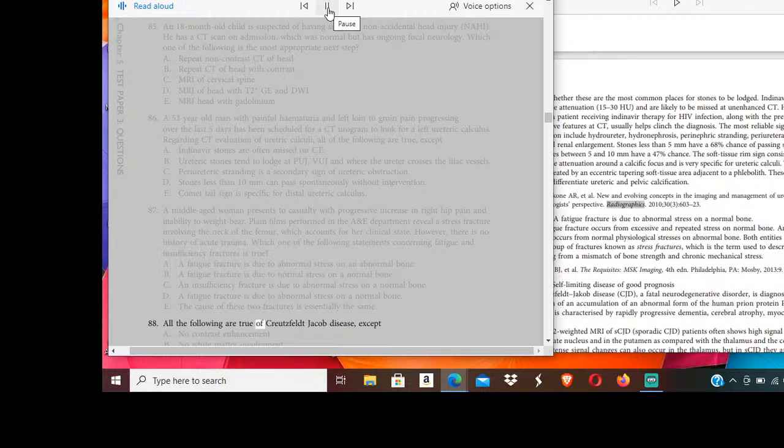88. All the following are true of Creutzfeldt-Jakob disease, except A. No contrast enhancement.